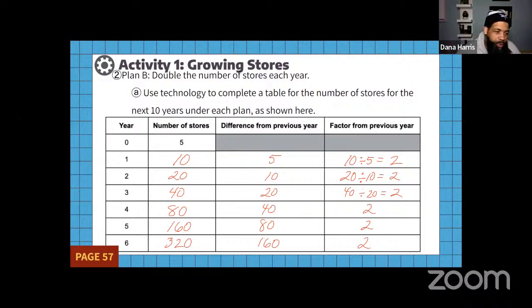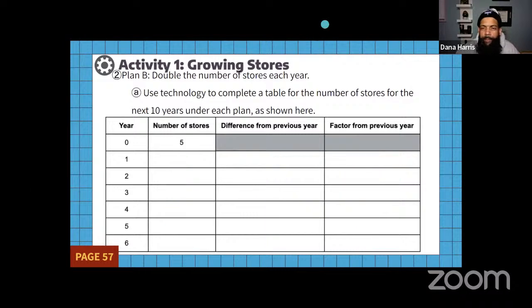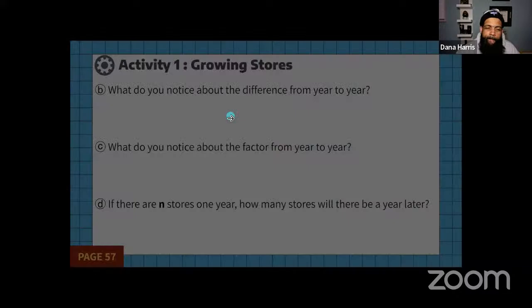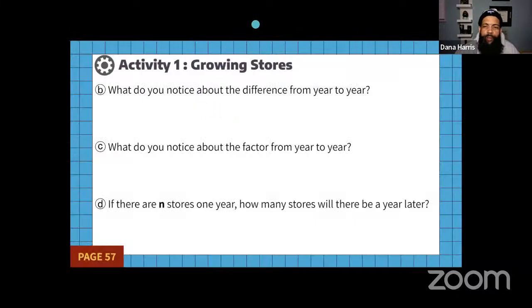And so we have a couple questions in regards to this situation, all right? So the question says, what do you notice about the difference from year to year, okay? And the difference from year to year, notice it doubles. Or, let's just say it doubles. Or let me see, it increases each year or doubles each year. Let's write it like that.